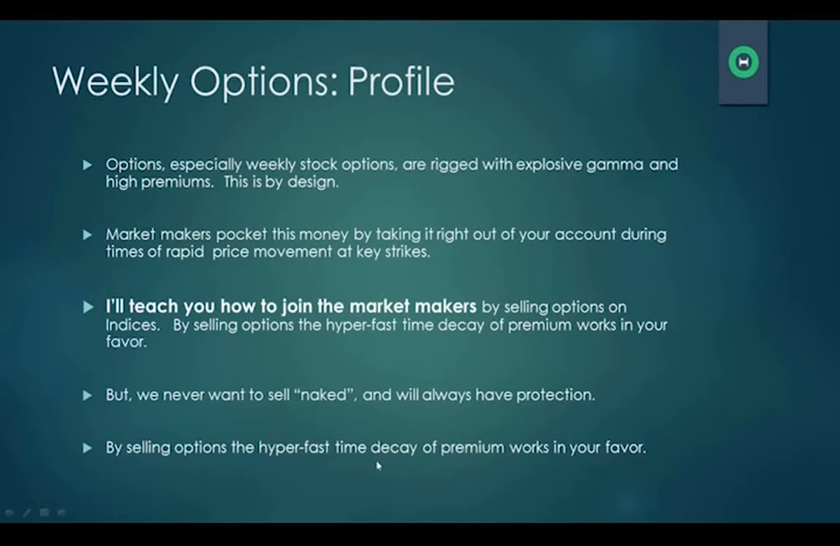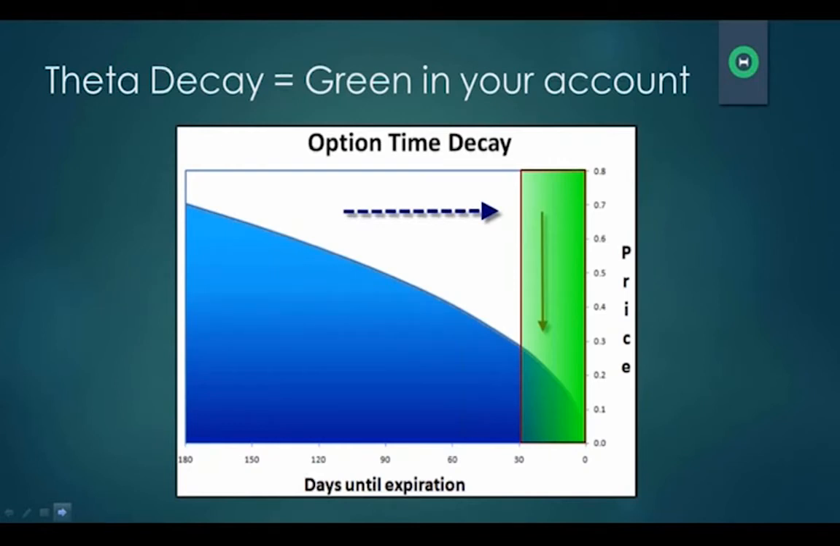By selling options, the hyperfast time decay of premiums works in your favor. And here's what I'm talking about. This is the premium that you'll pay for an option on the y-axis, and this is the days till expiration. Now, notice as we get in the last 30 days, this drop off of the premiums becomes exponential. And what we're going to do is work in this realm here, about 10 days till expiration. And we're going to put on a bull put or a bear call. And that time decay is going to be in our favor.